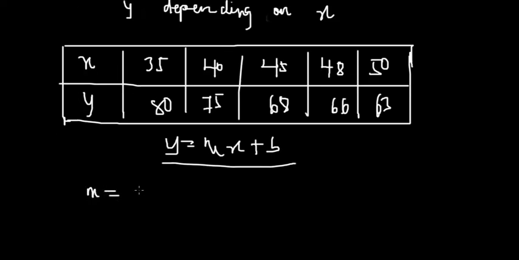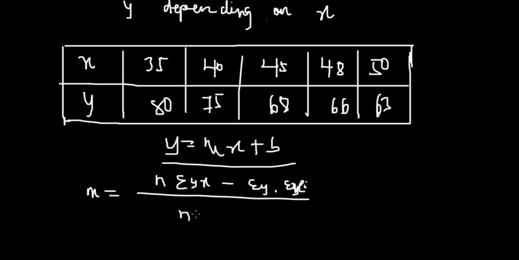So let's first find the gradient, which is n, okay, and then the summation of y and x, minus the summation of y and then the summation of x. Okay, and then we divide that by n, the summation of x squared, and then minus the summation of x, all squared. Okay, so let's do that.